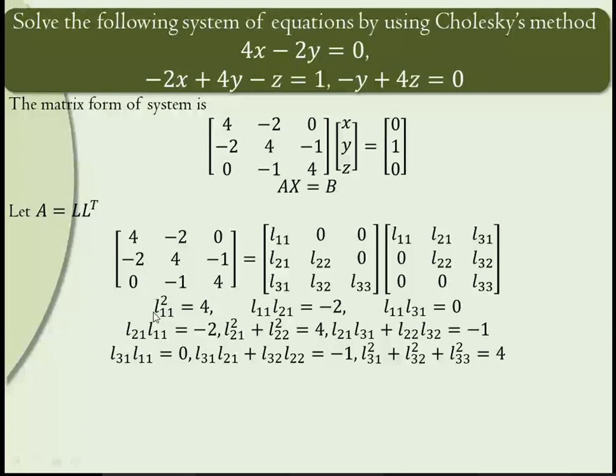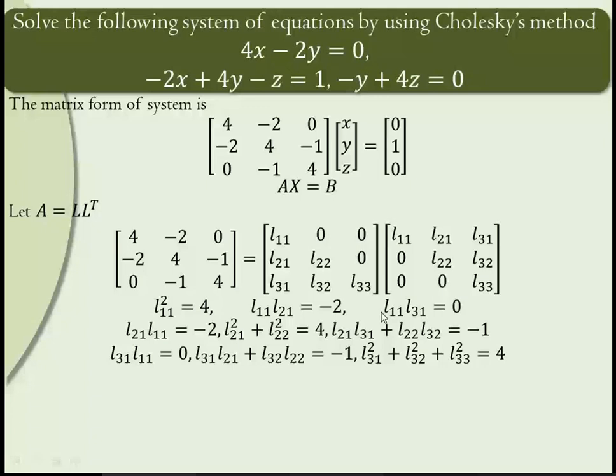So from this, L11 will be plus or minus 2, or take any one term. Generally, we take the positive term, say plus 2. Take L11 as 2. Put that L11 in this equation. So 2 L21 becomes -2, so take 2 to the other side. L21 becomes -1. Put L11 here. 2 into L31 equals 0. So L31 will be 0.